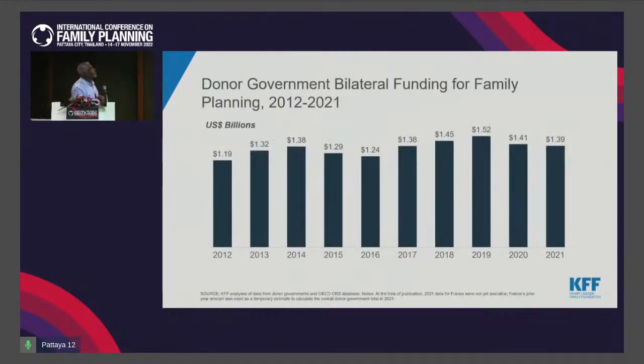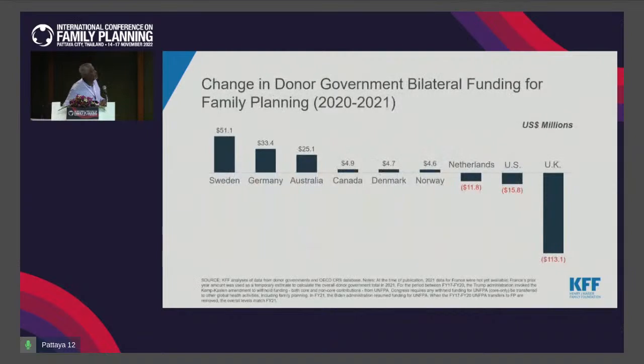So this is the picture of the government bilateral funding for family planning since 2012. So you have the data here. You can see that after the first summit in 2012, there was some major increase. But if we look at it, it stays the same. It has not really increased significantly, and there have been some decreases in the last 2 years.